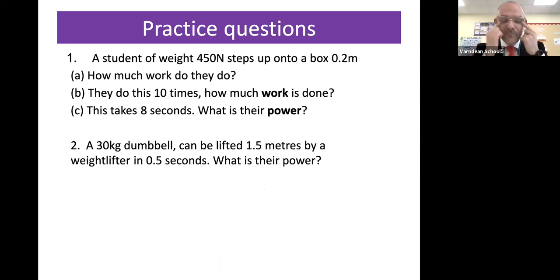So we've got a problem here. We have got a mass being lifted 1.5 meters by a weightlifter in 0.5 seconds. What is their power? Now, what I'm going to suggest is that if you think you can do that question, pop the answer in the Q&A box, and in a second, I am going to demonstrate how that question would work for those people that aren't sure.